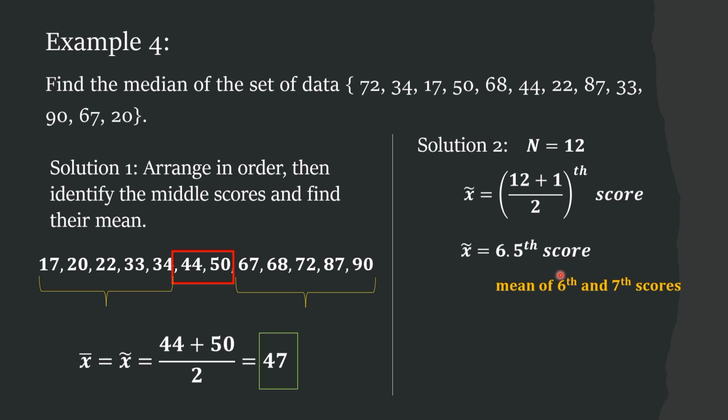The 6th score is 44. The 7th is 50. 1, 2, 3, 4, 5, 6. And the 7th is 50. So that is 44 plus 50 divided by 2, which is 47.